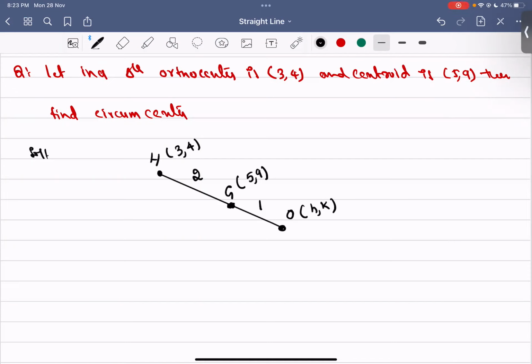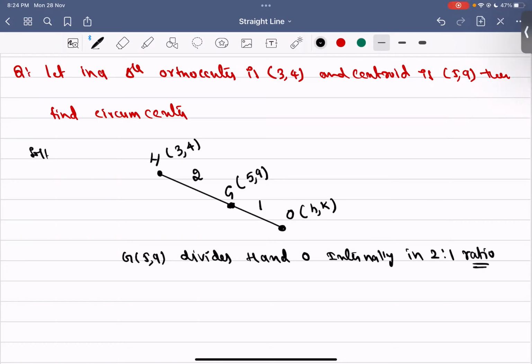So here, G (5, 9) divides H and O internally in the ratio 2:1. Internally in the ratio of 2:1.